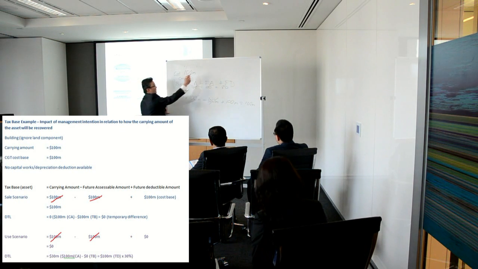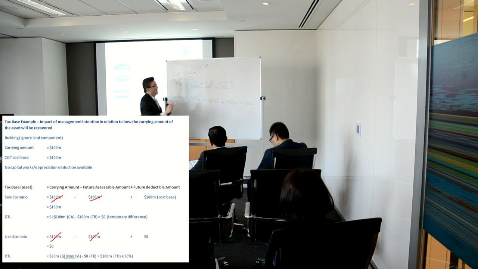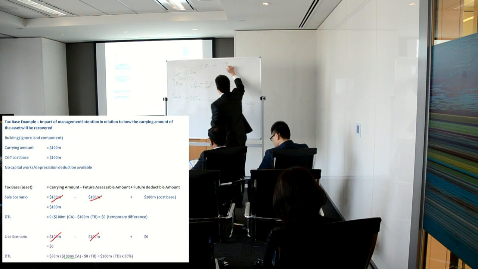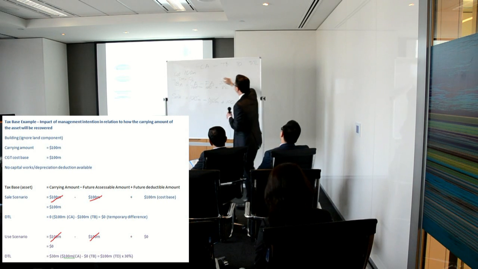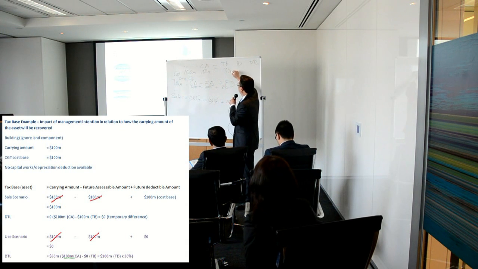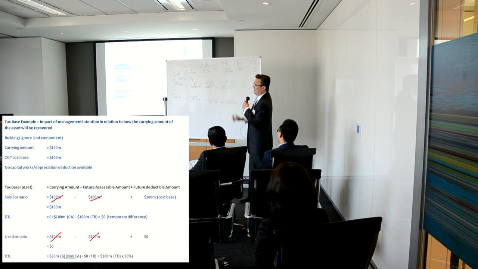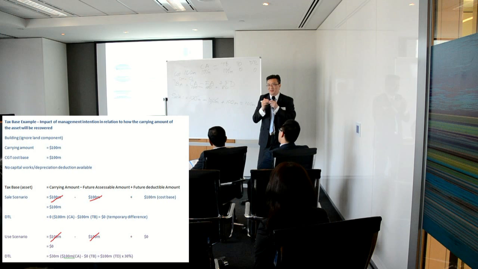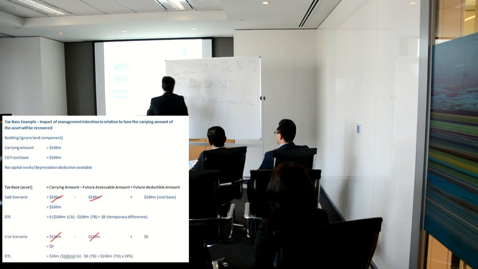So if you recall, the way we calculate the temporary difference is carrying amount minus tax base, gives you a temporary difference. So carrying amount is 100 million, tax base is 100 million, 0 temporary difference, 0 deferred tax liability. Are you happy with that? Yep. Okay.